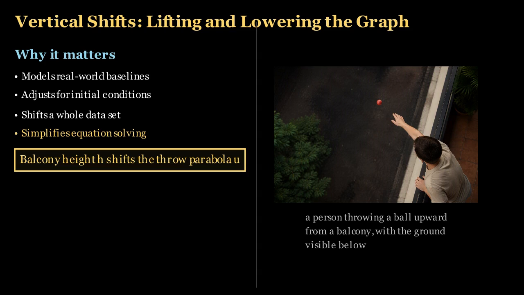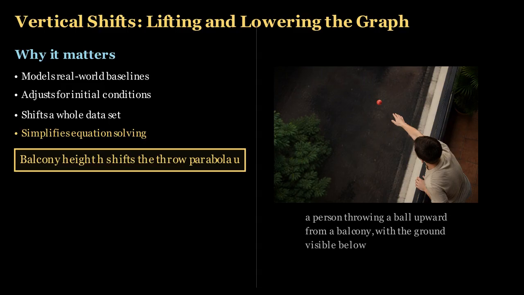Let's see exactly how this works with our parent parabola, f of x equals x squared. Its graph is a U-shape with the vertex at the origin, 0, 0. Now we add a constant k, say plus 3, right outside the function. The new function is g of x equals x squared plus 3.